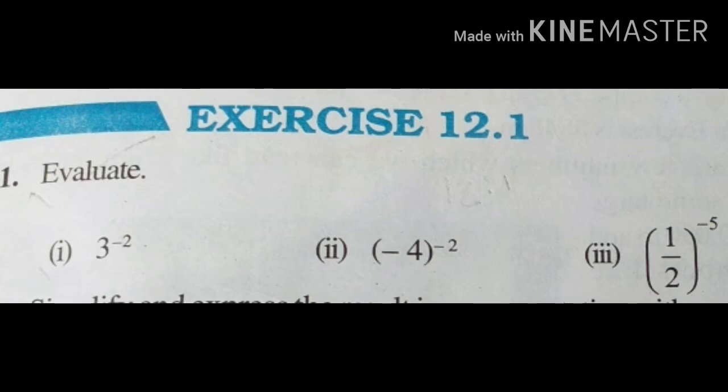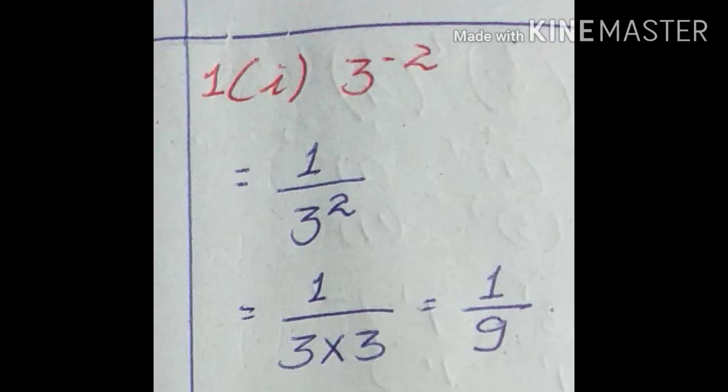Clear? Now we'll do question number 1 here. First, questions 12.1. Question number 1, we have evaluate. Number 1, 3 to the power minus 2. Here we have a negative power. Just now I told you, if there is a negative power on top, we have to take it to the bottom. Just look here, this way you have to do. That means equals 1 by 3 to the power 2. When we bring the negative power to the bottom, the minus disappears. Equals, now simply you can do it, 3 square means 3 into 3, will get 1 by 9.